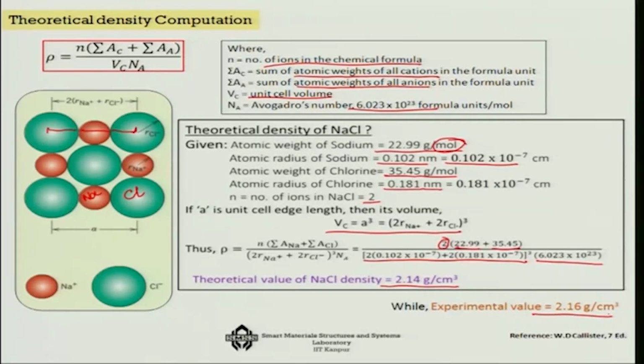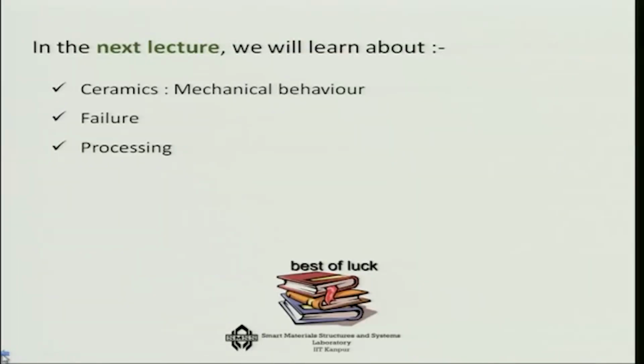So, that means we are pretty close in terms of the estimation for sodium chloride in this manner, provided you know the chemical formula of a material and you know the crystal structure of the material. You can find out the theoretical density of a compound.